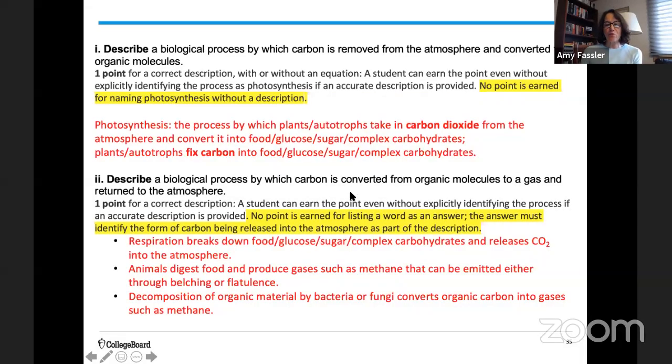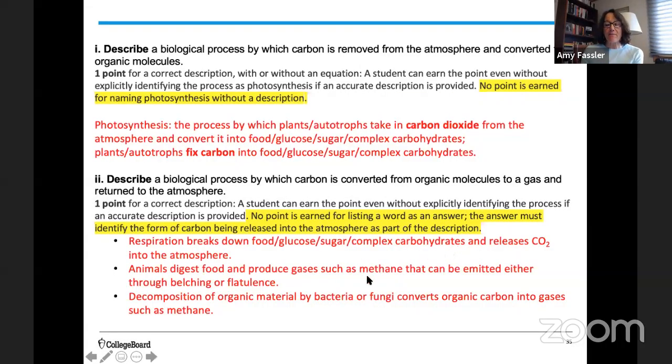Same thing for the next 1 point description. I don't earn a point simply for saying the word cellular respiration. And notice again that the answer must identify the form of carbon being released as part of the description. So I could say in cellular respiration, that's fine. I don't even need to say it. I'm guessing most of you did, but the real key here is describing the process. Organisms, plants and animals, break down food and release carbon dioxide back to the atmosphere.